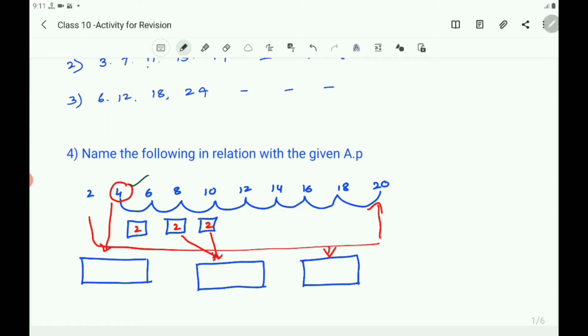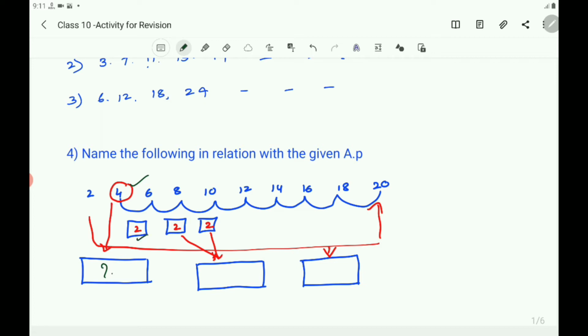Here you know that 2, 4, 6, 8, 10, 12, 14, 16, 18, 20 are the terms of the AP. And also you know that the term which comes first is called the first term. The term which is in the second is called the second term. The term which is in the third is called the third term, and so on. And here you write what you have to write in relation with the AP. You write which term it is.